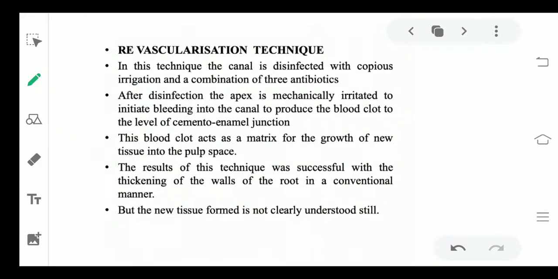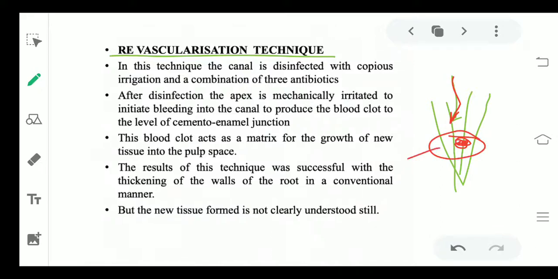Other than that, the very last and the very famous one is the revascularization technique. What do we do in this technique? For example, this is your root and this is your canal. We just induce bleeding in this canal. With the help of a sharp instrument we may create bleeding in this canal, and what we want is that the bleeding should form a clot here, because this clot will actually help in the growth of new tissue in the pulp space. So this is the reason we want a blood clot to be created here, and so we induce bleeding.